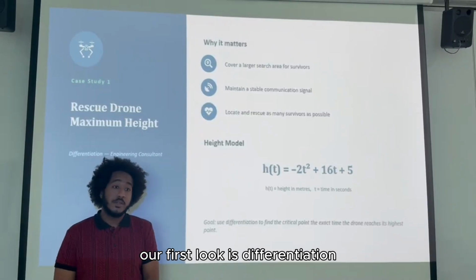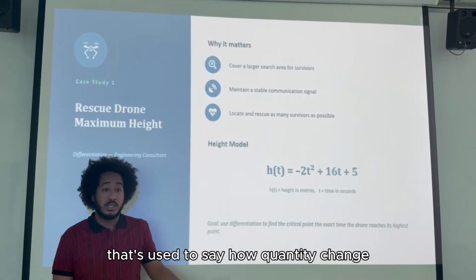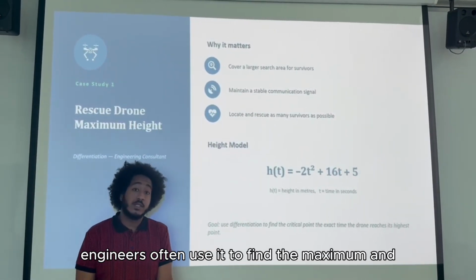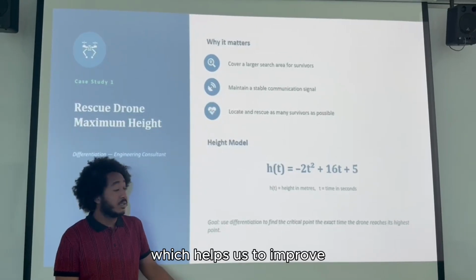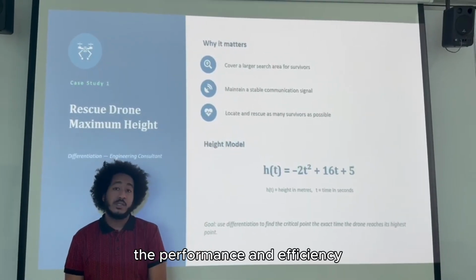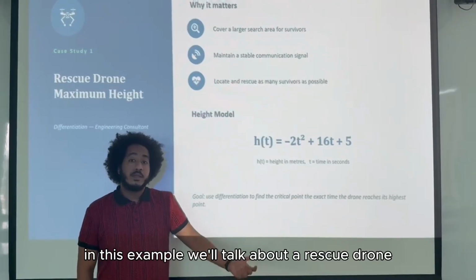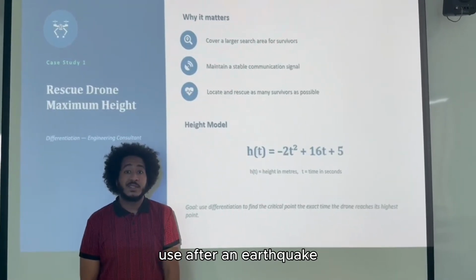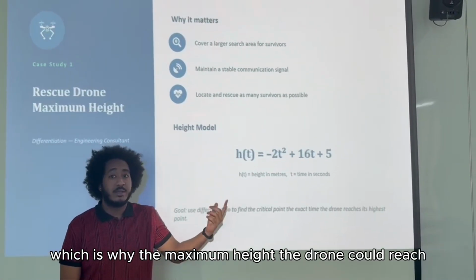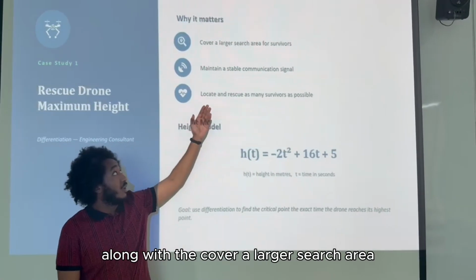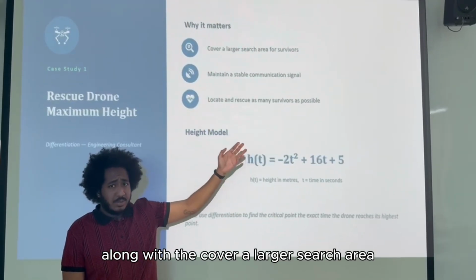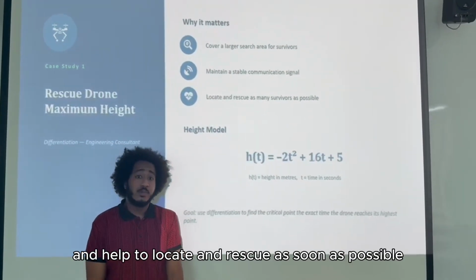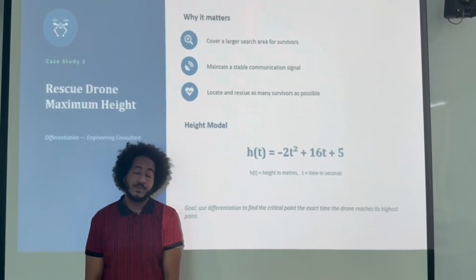Our first topic is about differentiation, which is used to study how quantities change. Engineers often use it to find the maximum or minimum value of a function, which helps us improve the performance and efficiency of many engineering systems. In this example, we worked on a rescue drone used after an earthquake. We determined the maximum height the drone could reach, allowing it to cover a larger search area, maintain a stable communication signal, and help locate and rescue as many survivors as possible.